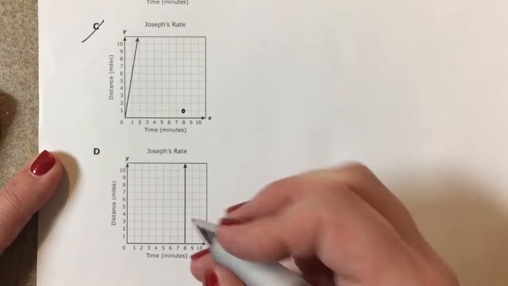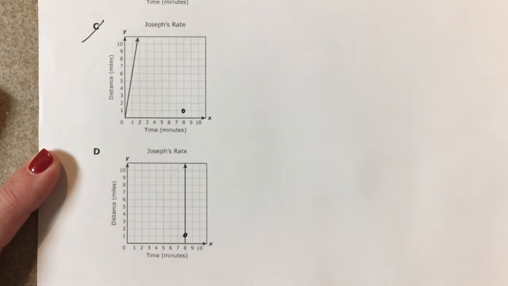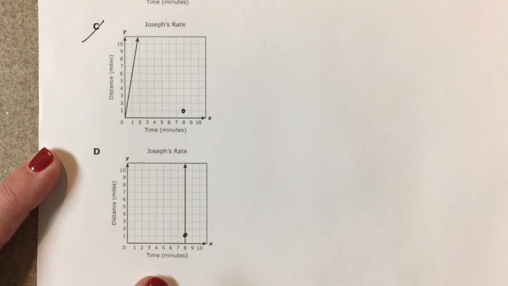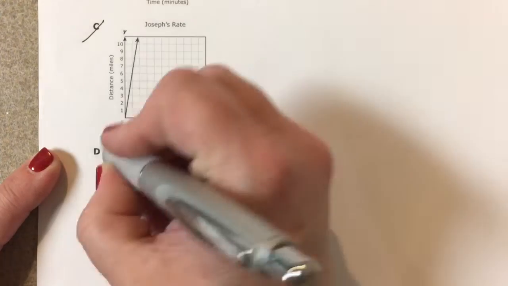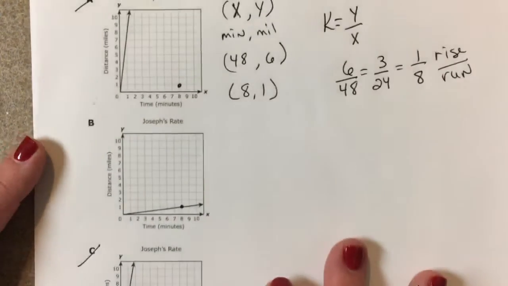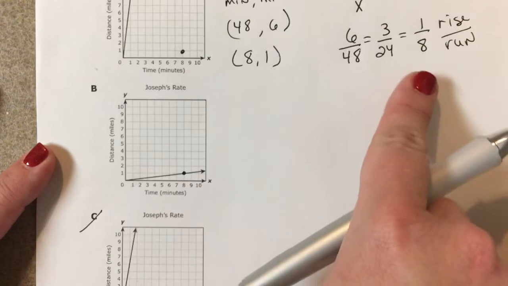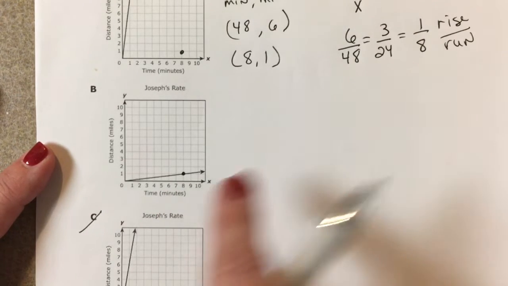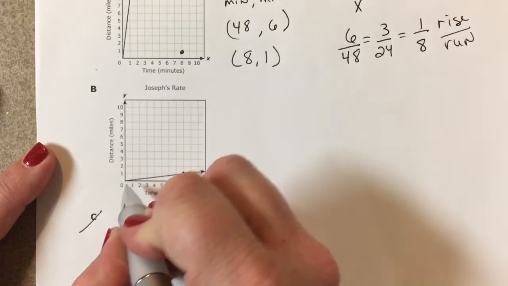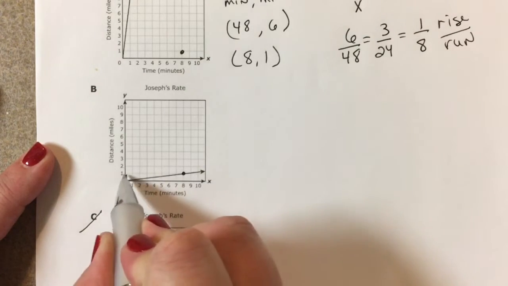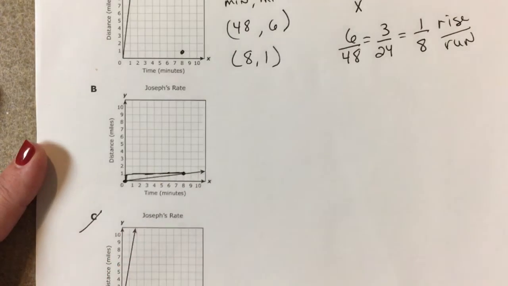D, 8, 1 is on this line, but this doesn't have a slope of 1 over 8. As a matter of fact, this is going to be an undefined slope. That's not going to work out for me. So the one that is going to work out is B, because my ordered pair 8, 1 fits on there. I have a rise of 1 and a run of 8, because if I start at 0, 0 and make my triangle, I'm going up 1 and I'm going over 8.